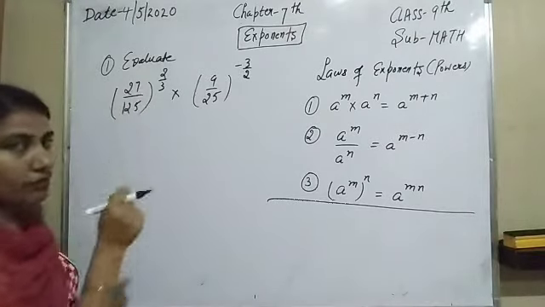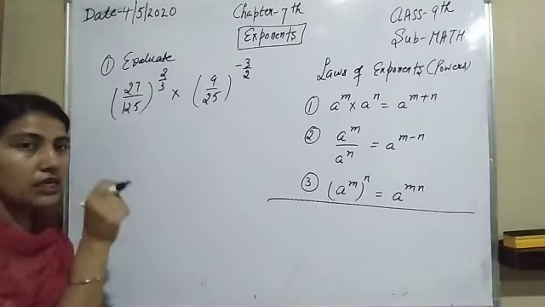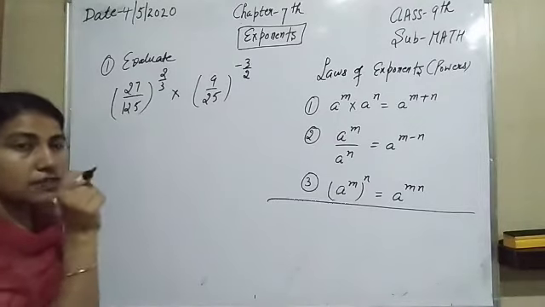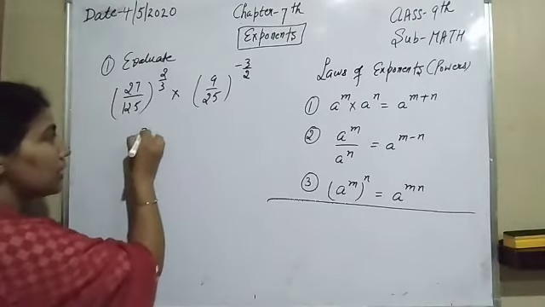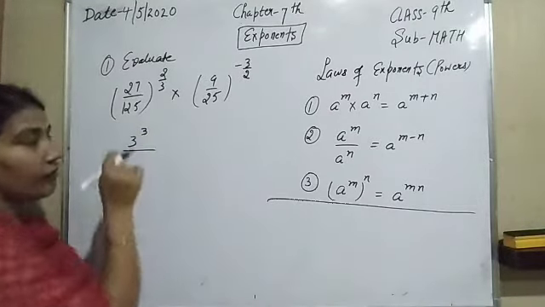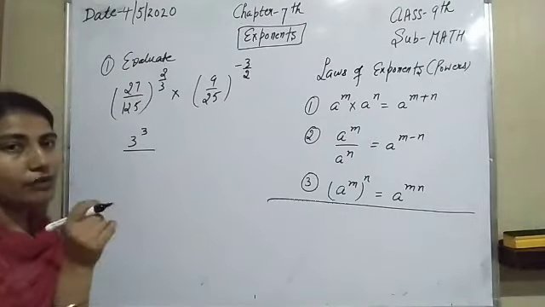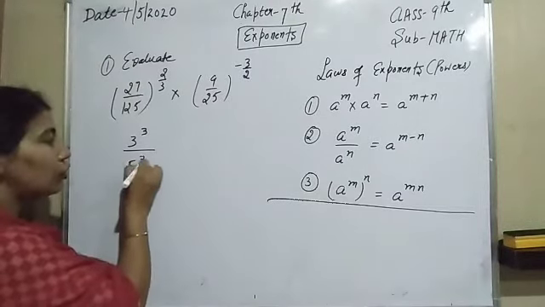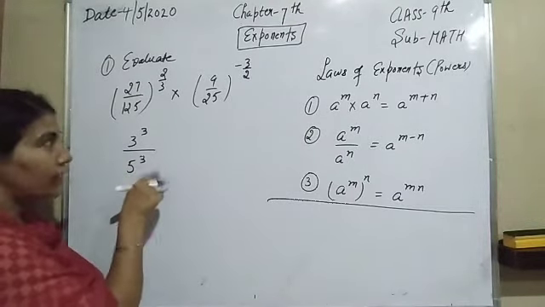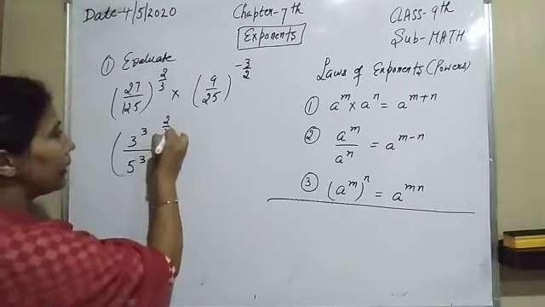Now 27. Firstly, you have to make the prime factorization of 27, and it becomes 3 multiply 3 multiply 3, because 3 multiply 3 multiply 3 is 27. That means we can write it as 3 cube. And 125. Whenever you do the prime factorization of 125, it becomes 5 multiply 5 multiply 5. That means 5 cube, and its power is 2 by 3.